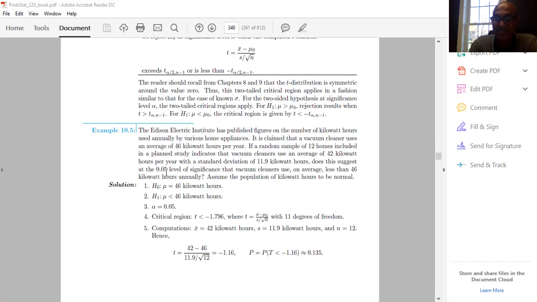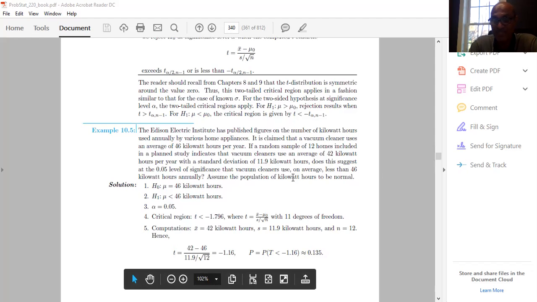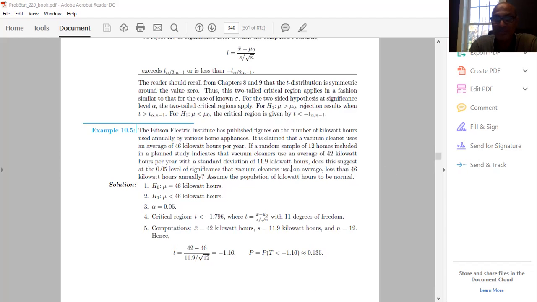Does this suggest at the 0.05 level of significance that vacuum cleaners use on average less than 46 kilowatt hours per year? Less than 46 means mu less than 46 is your H1, and mu equal to 46 is your H0. Assume the population of kilowatt hours to be normally distributed. Okay, let me help you solve this one. I will explain the confidence interval first, and then we'll solve this example. You have all this data, and I'm going to repeat it for you, so let's go to the whiteboard.